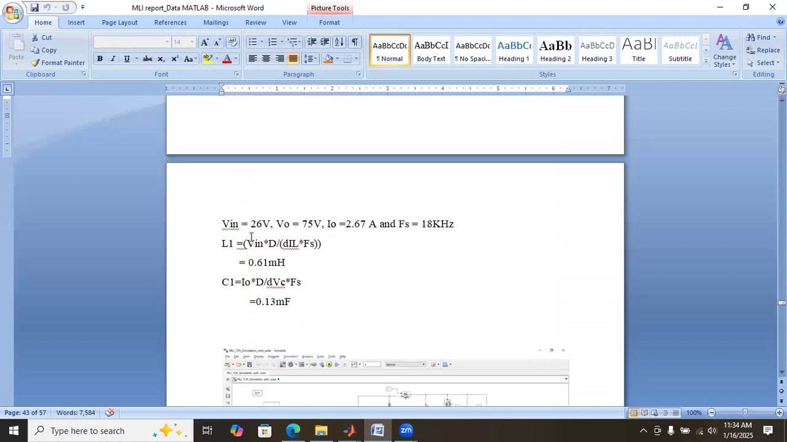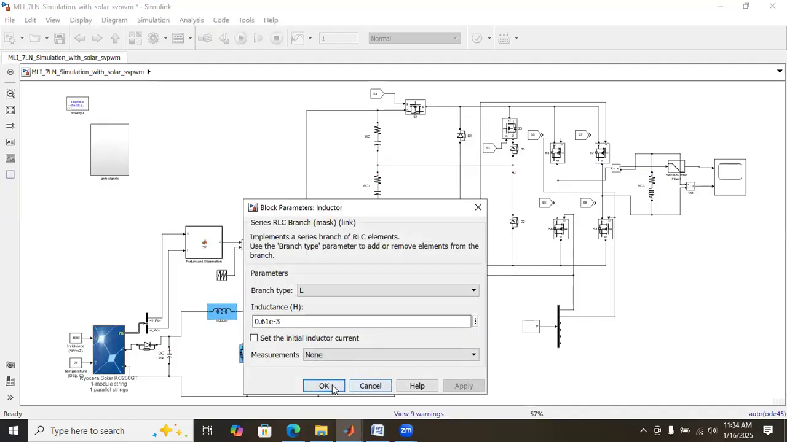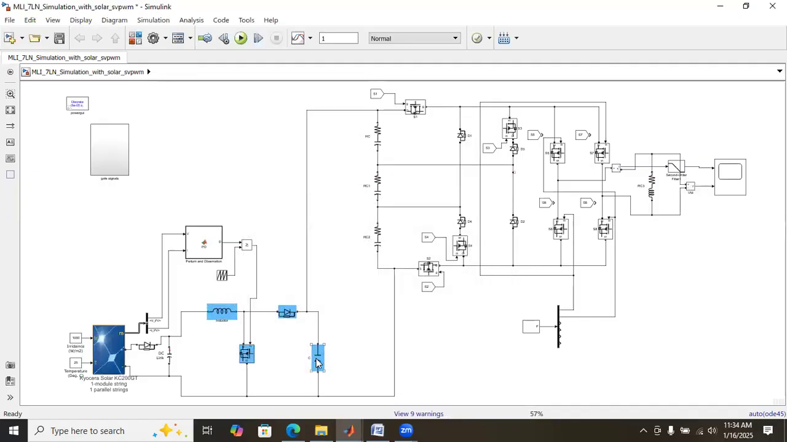And parameter calculations. That is, input voltage is 26 volt for the boost converter, and output voltage of the boost converter is 75 volt, and power is 200 watts. So I0 is equal to 2.67 amps. And switching frequency we have taken as 18 kilohertz. From that, inductor and capacitor values we can find and provide to the boost converter. L and C values.